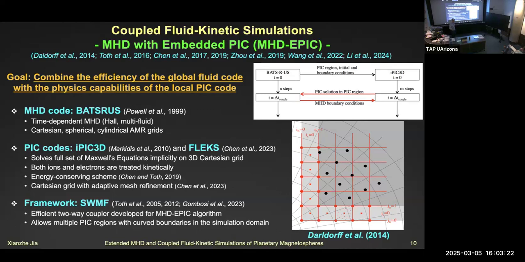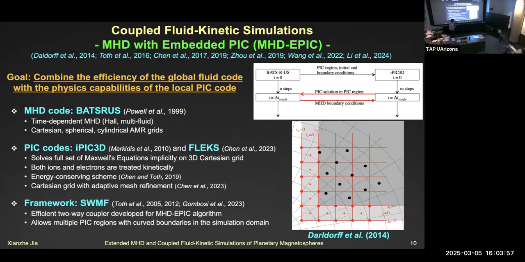At that cadence, the PIC code talks to the MHD code and vice versa. The information they exchange is boundary conditions. The MHD code provides boundary conditions to the PIC, and the PIC runs on its own, solving kinetic ions and kinetic electrons, and then produces moments. Those moments, plasma density, bulk velocity, and temperature, are then written back to the MHD domain, so the MHD domain gets updated from the PIC at the specified cadence.